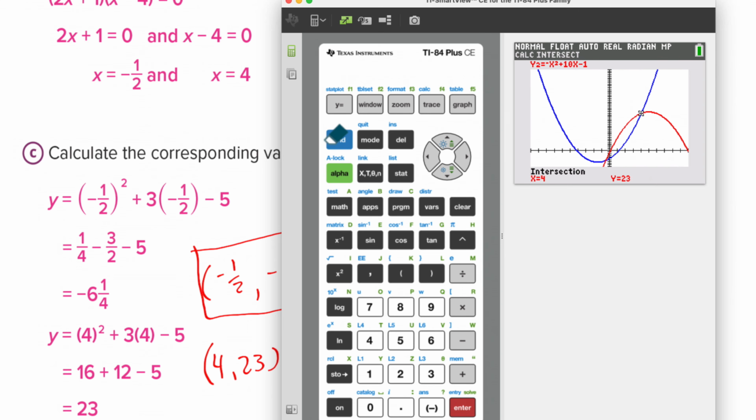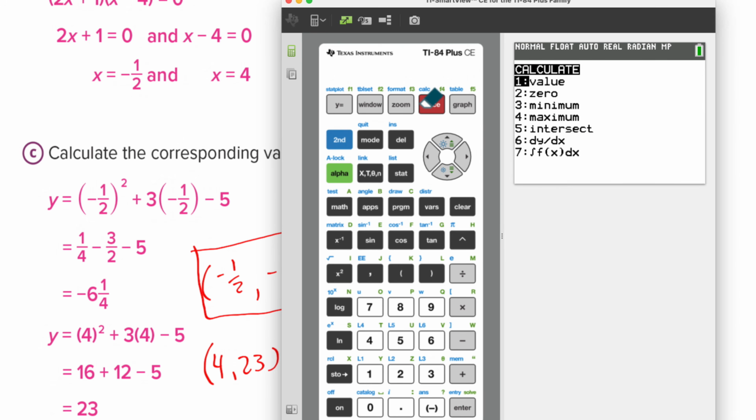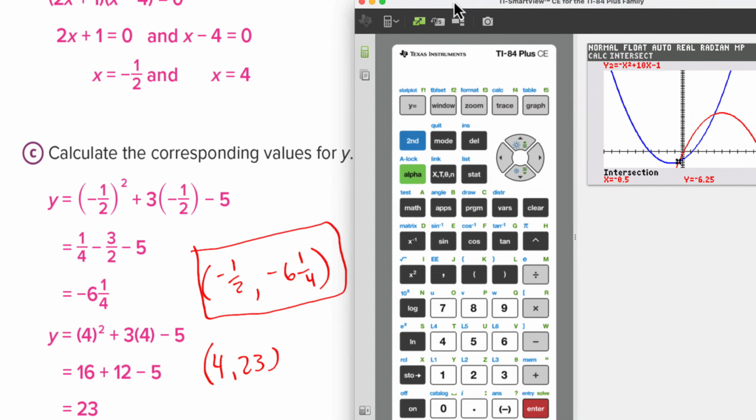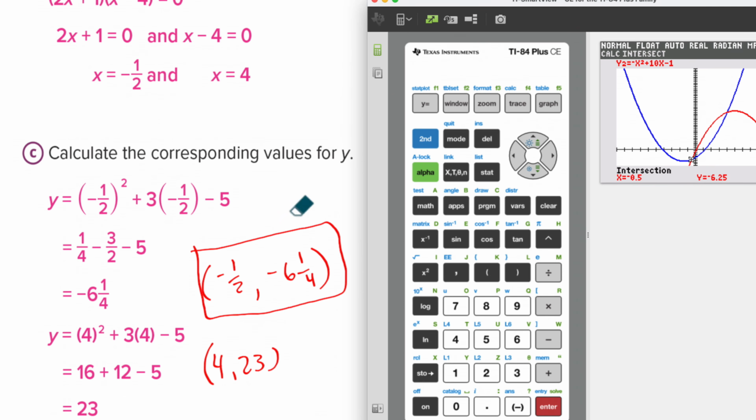Okay, so how do we find the other one? You just repeat the process. Second, calculate, the intersect, which is 5. We want to know where these things intersect each other. So now I have to put the cursor closer to the other intersection. I hit enter, I hit enter again, and then take a guess. And notice negative 0.5, and then negative 6.25. All right, that was the first solution actually that we got.